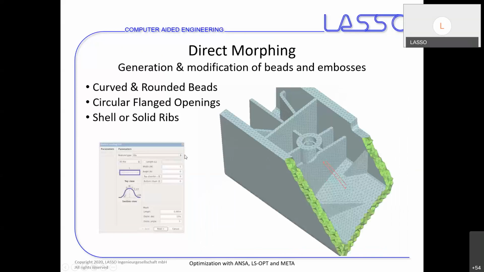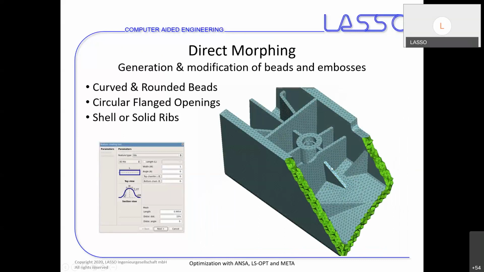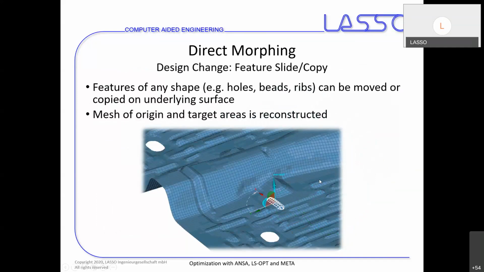And you know, in the latest versions, we have all these types of features as separate entities that can be directly touched, and you can work with the features directly. So we have features like beads, feature rib, and on all these features we can apply so-called design changes. And this is what we see here on this slide.